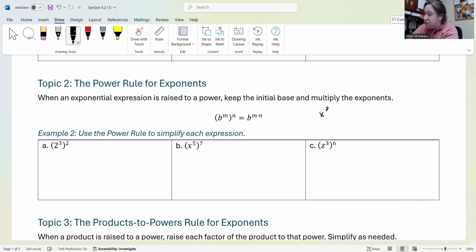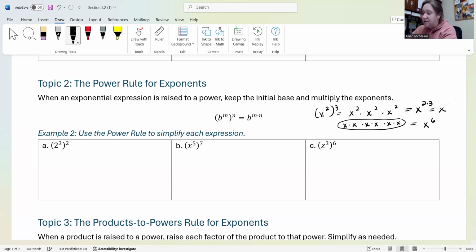Let's say we have x squared cubed. That means we have x squared times itself 3 times, which means we really have x times itself twice, 3 different times, which is really, if you look right here, 6 x's. Well, how could we get that 6? Instead, we could just say this is x to the 2 times 3 power, which is x to the 6th. So we save ourselves all that work of writing things out, which is especially nice if you get some larger exponents.